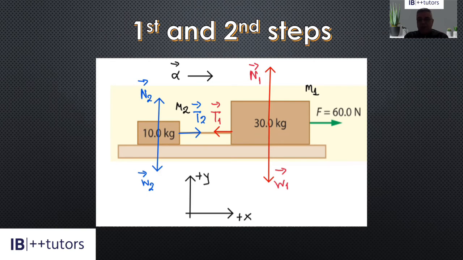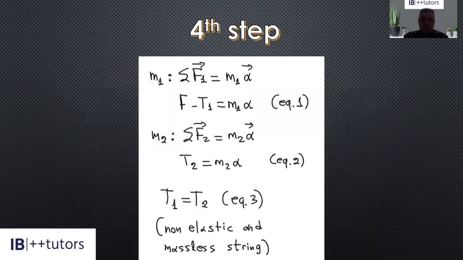We don't need any resolving of components in this case, but in general, you may have 1 or more forces to be resolved on the system of axes we have already chosen. So, 4th step, we have to apply Newton's second law in the way I'm showing you. Let's start with mass 1. The net force sigma F1 equals M1 times A.